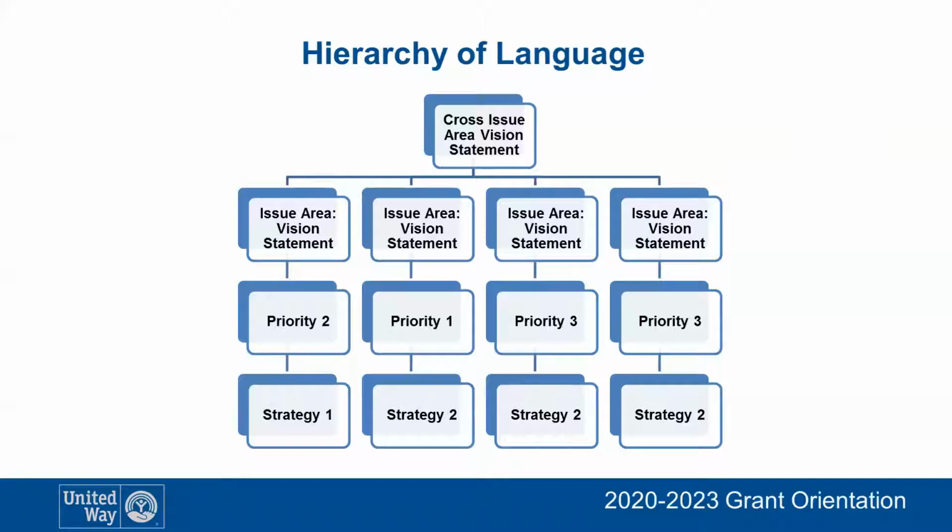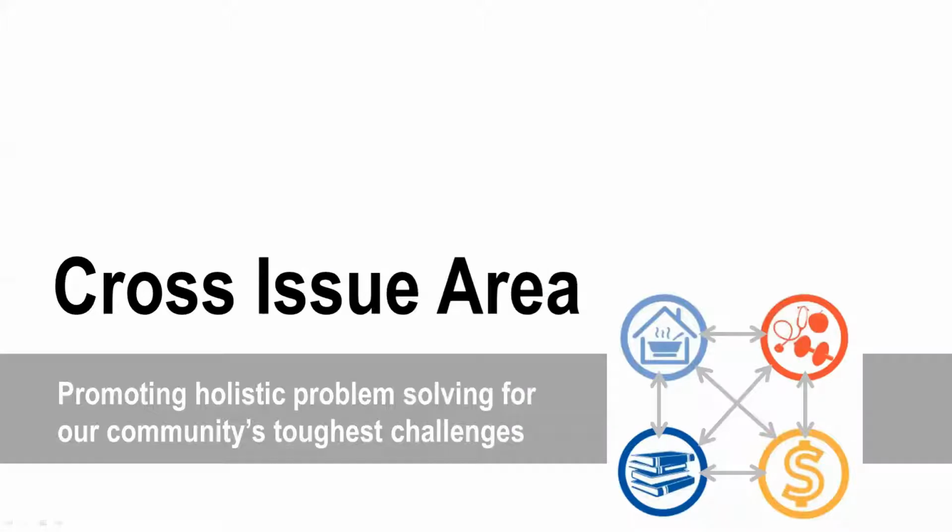So if I were applying within 2 issue areas, my job is to take my program, address both strategies, the priorities, the vision statements, and how I'm helping to achieve all of this, and how it ultimately connects to the vision statement of the cross-issue area funding opportunity, which is promoting holistic problem solving for our community's toughest challenges. So that is the vision statement that you have to address with the program that you are submitting for funding.